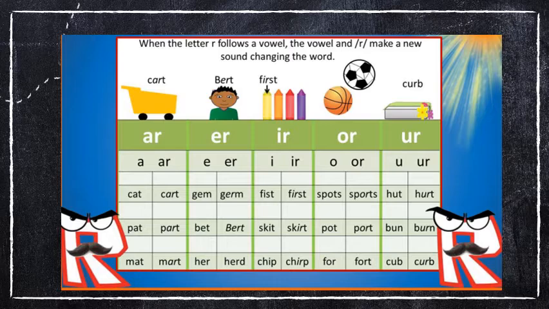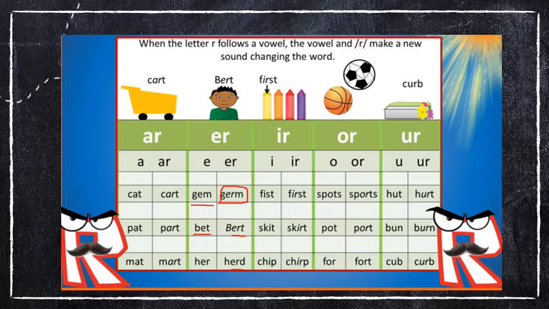Now let's see when we add the letter R beside the E. A gem, a germ. You see how the sound changed? Bet, bird. Hair, herd.